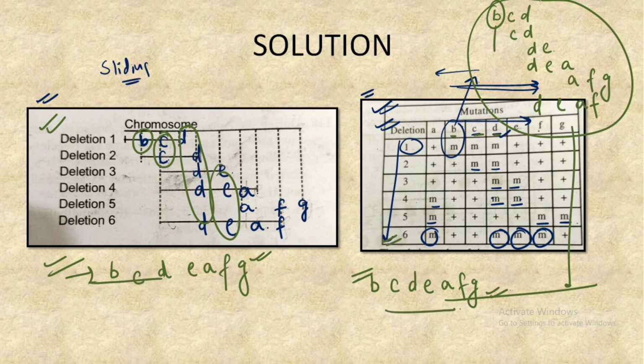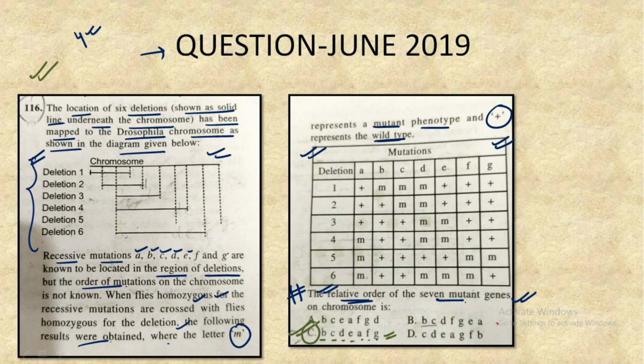It depends upon you which trick is easier for you to understand and apply in questions. The correct answer for this question is option C.